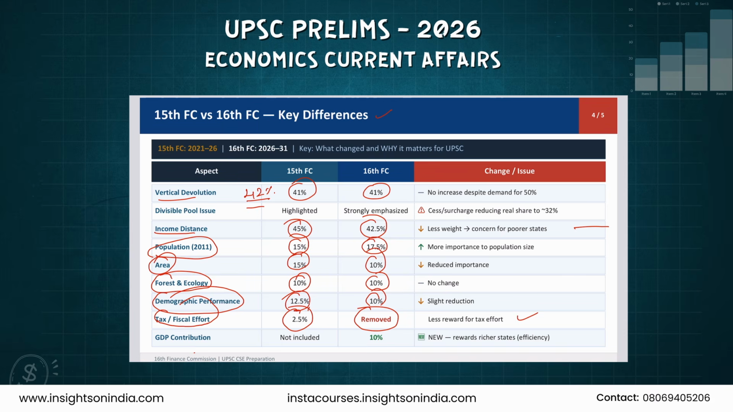And very, very important, that is GDP contribution, which was not there in the earlier Finance Commission recommendations, but the 16th Finance Commission recommends including the parameter GDP contribution with a weightage of 10%. Right. So the comparison of the 15th and 16th Finance Commission is very, very important. I am sure you are making notes of it.